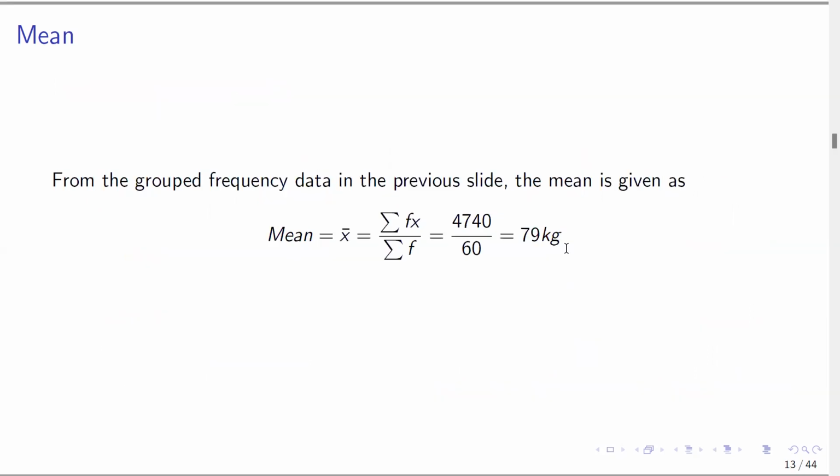This brings us to the end of this session. Moving on, we will look at the median.